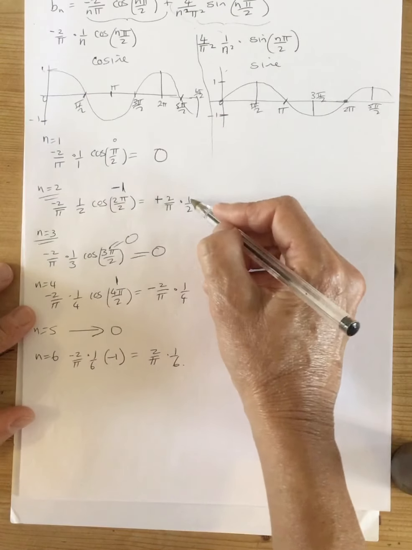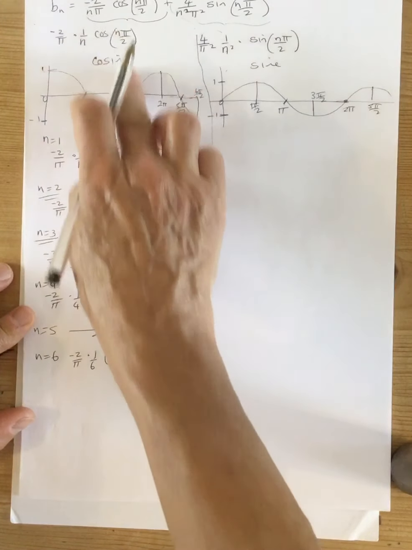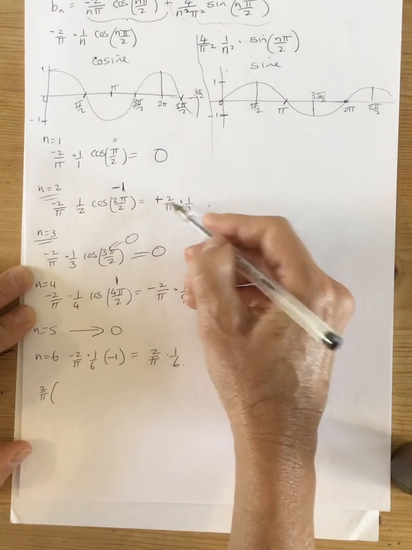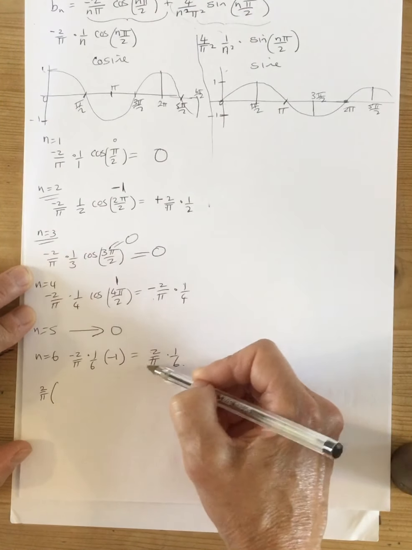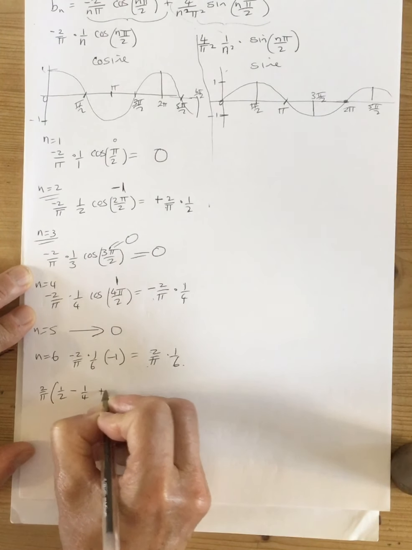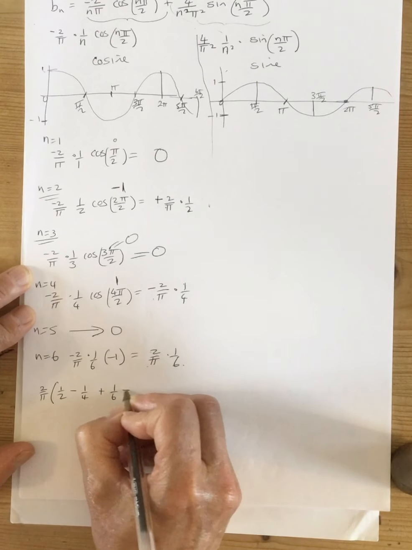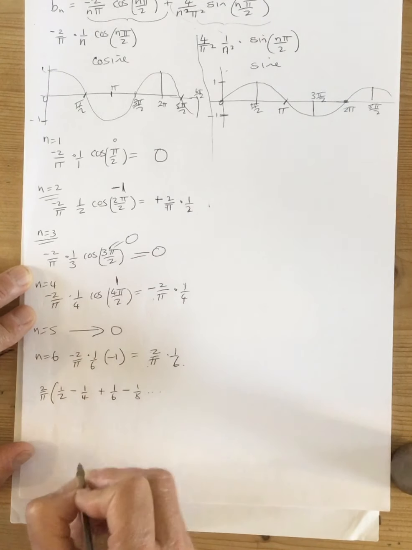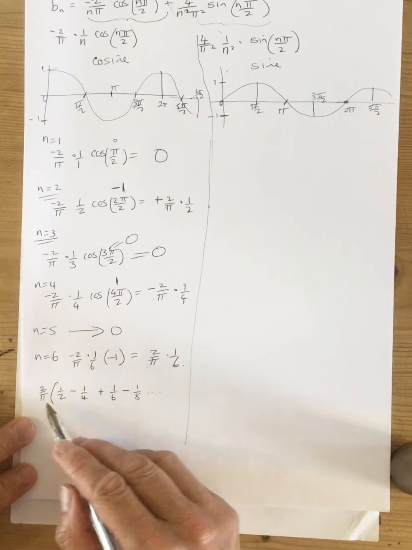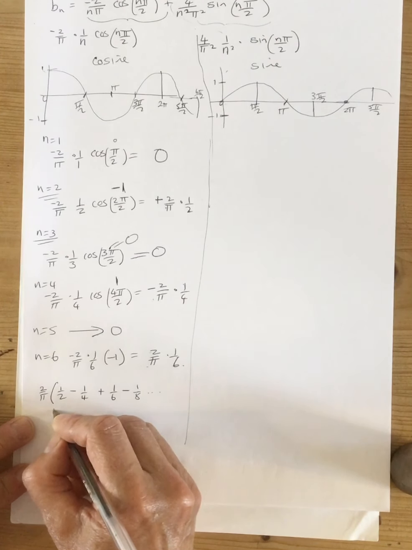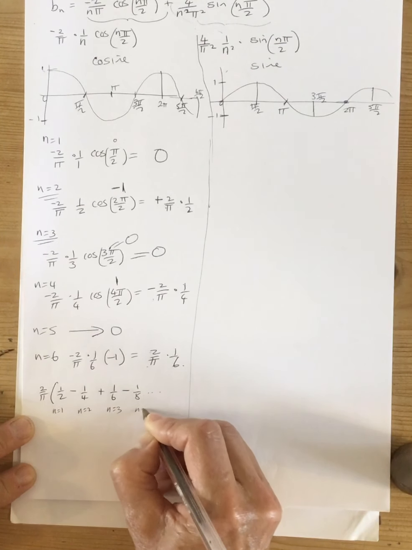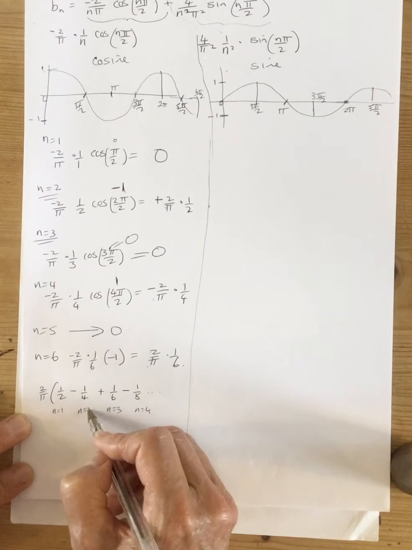So the only things of value with this cosine section we have are 2 over pi and a half, minus 2 over pi and a quarter, and 2 over pi and a sixth. That's 2 over pi times a half minus a quarter plus 1/6. So then the next one's going to be minus 1/8 and so on. Now, I can tidy this up because I can see a pattern with the n's. This is the new n equals 1, n equals 2, n equals 3, n equals 4, and so on. You can see the values here.